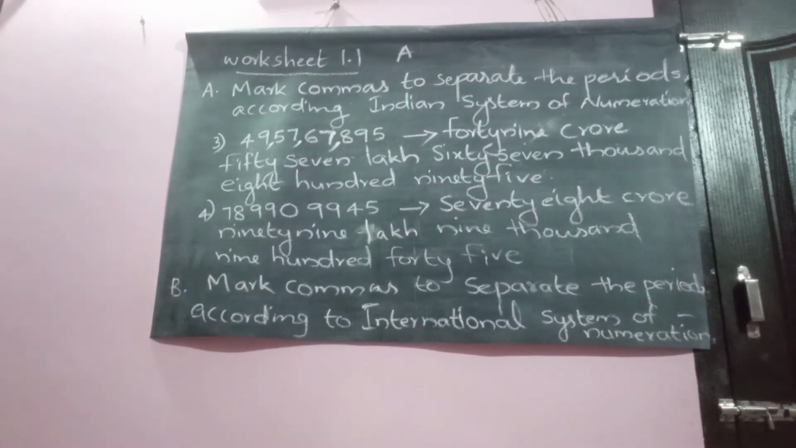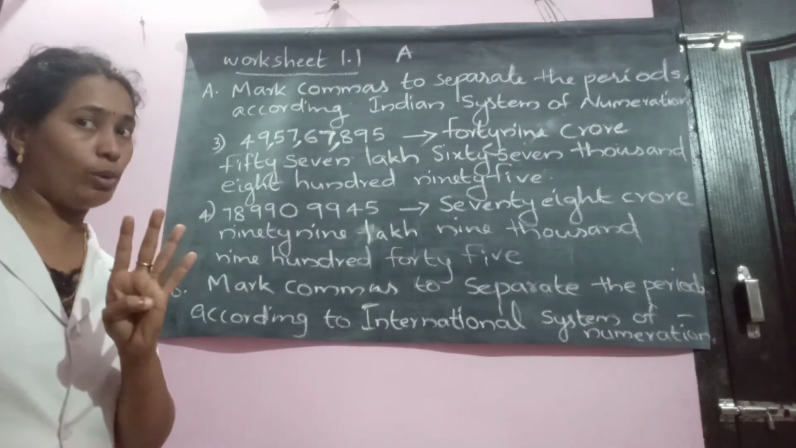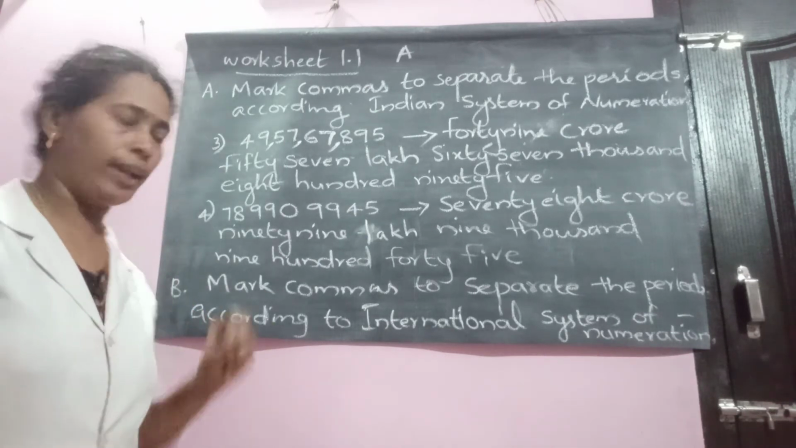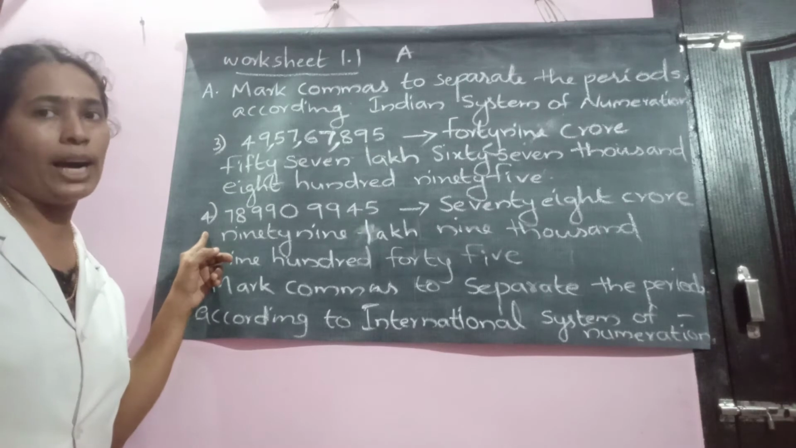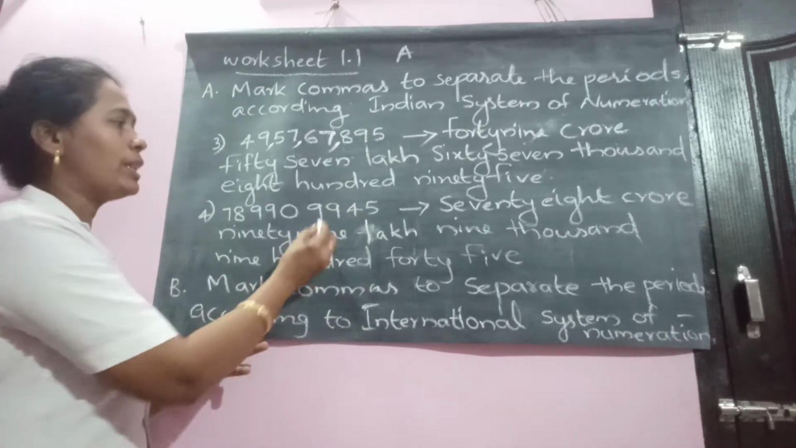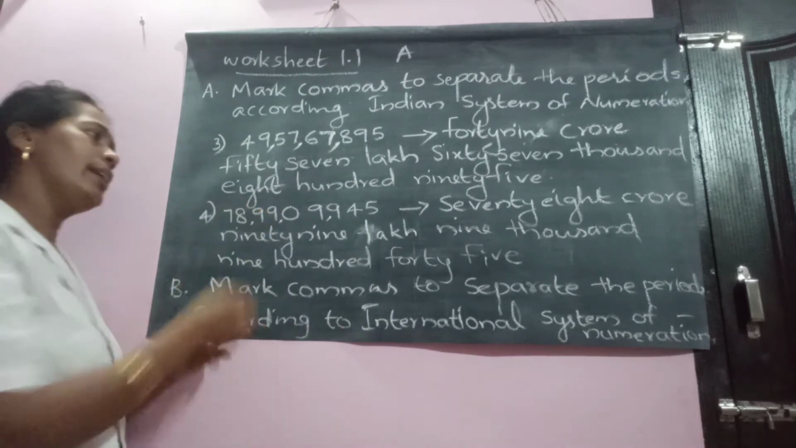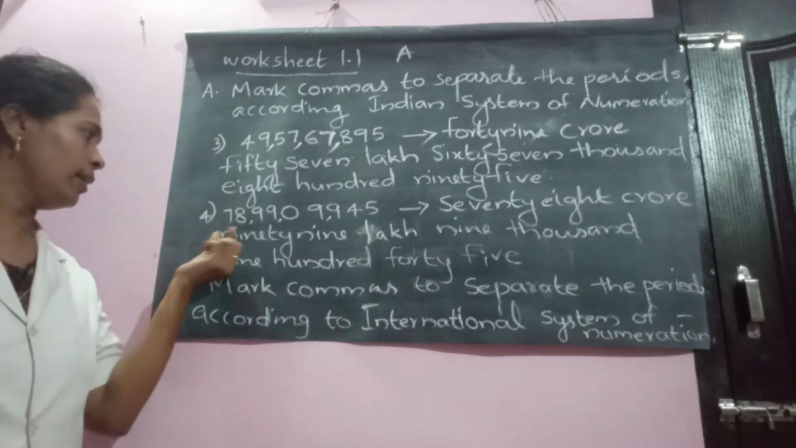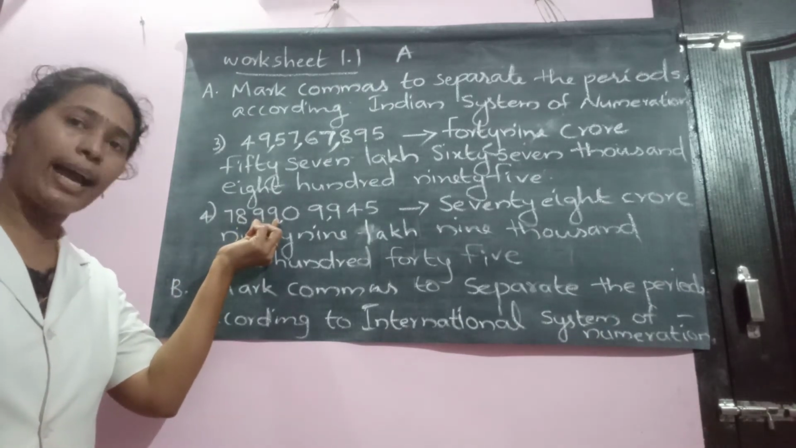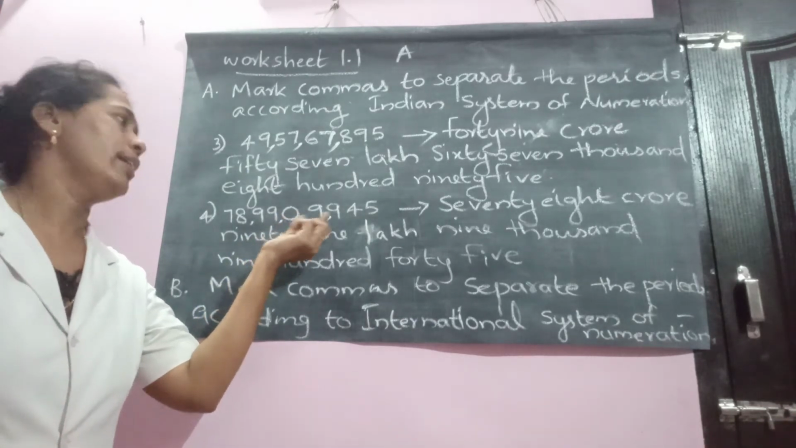Okay. Next one, fourth question. Actually there are 4 questions in A section. But teacher is doing only 2 questions. Remaining 2 as homework for you. Fourth question is also we have to mark commas according to Indian system. So teacher already explained Indian system of numeration. First 3 digits in ones period. Next 2 in thousands. Next 2 in lakhs. Last 2 in crores. So read it. This together 78 crore. Then 99 lakh. And here 09 we need to read only 9. 9,000.